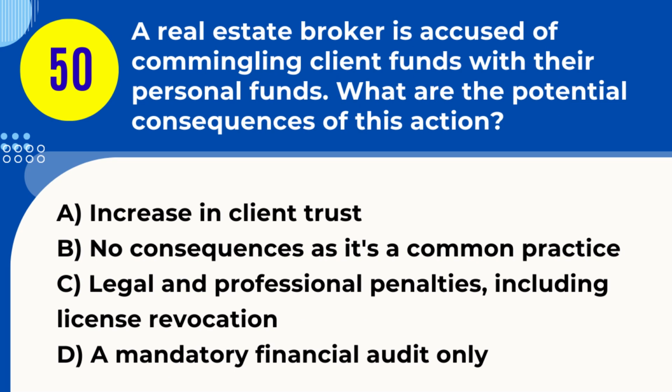Question 50. A real estate broker is accused of commingling client funds with their personal funds. What are the potential consequences of this action? A. Increase in client trust. B. No consequences, as it's a common practice. C. Legal and professional penalties, including license revocation. D. A mandatory financial audit only.